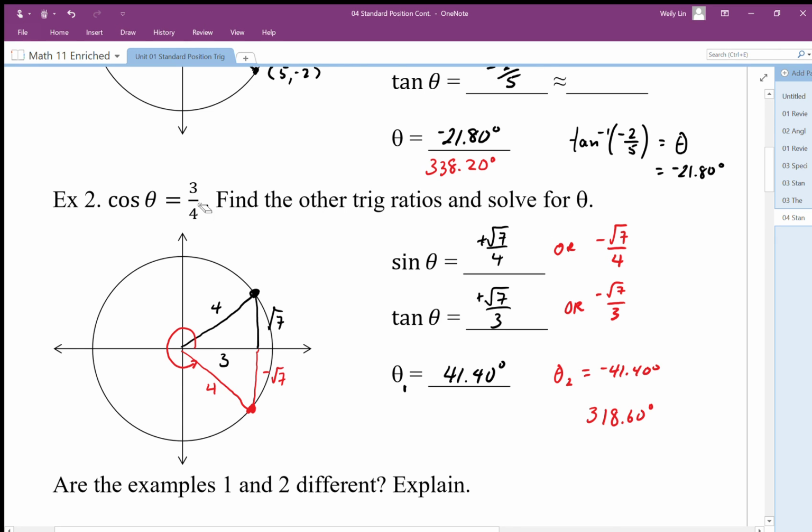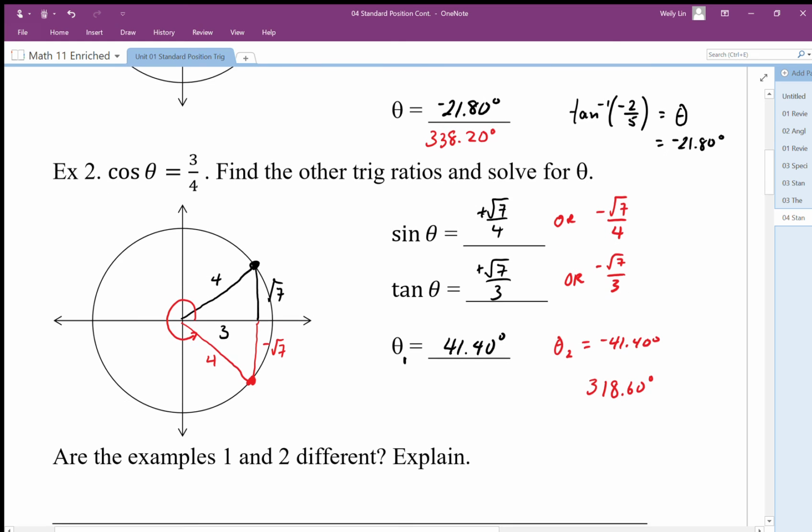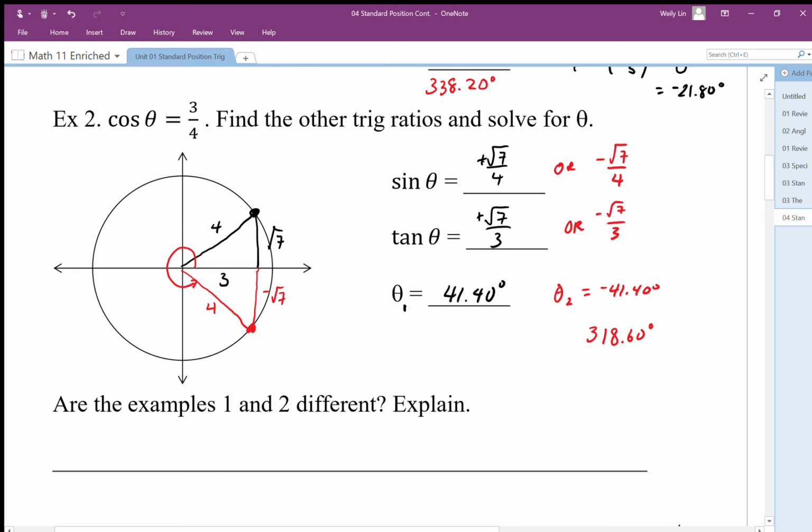So this cosine ratio can be in quadrant 1 or quadrant 4. Sine ratios have a symmetry across the y-axis, so it could be symmetrical this way. And tan has rotational symmetry, so it could be the opposite position. So we have to be very careful: if we know the quadrant, we give one answer. If we don't know the quadrant, we have to give both possible positions.